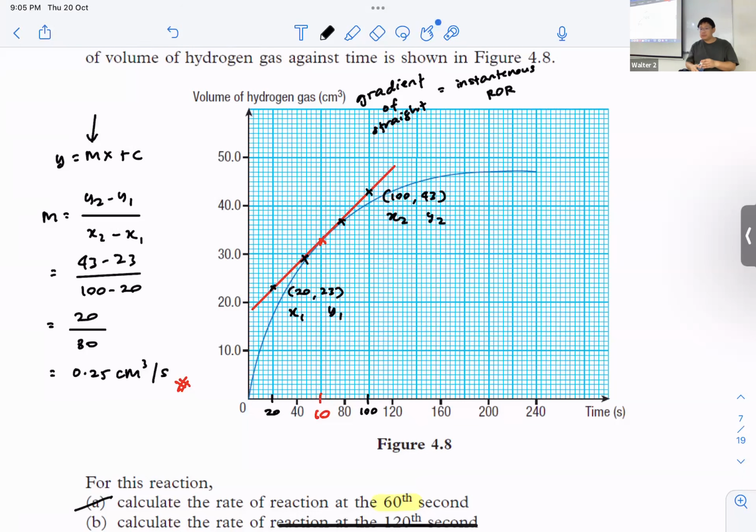It's 120, any value on the line, correct? But you must draw a straight line first.